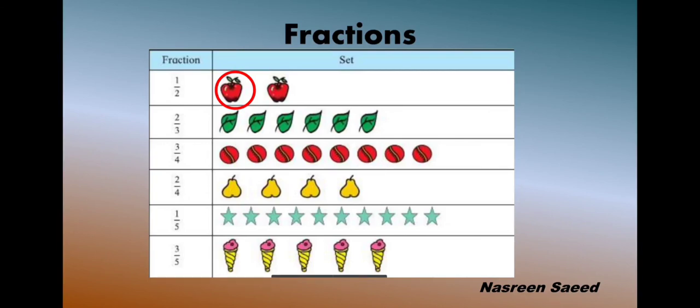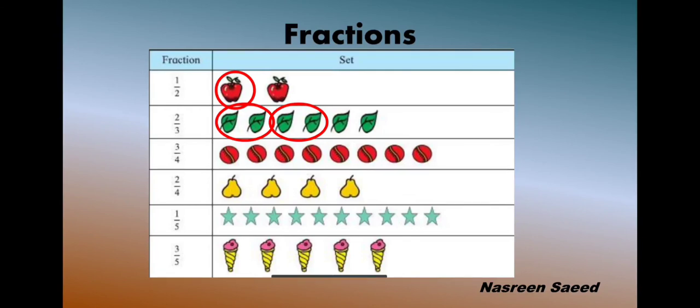The next is a set of leaves. If you see there are 6 leaves, but हमारे पास कितने sets हैं? 3 sets. So we have to divide and circle 2/3 of the set. So we'll circle one part of the set, second part of the set and one part is left. So 2/3 of 6 leaves is 4.